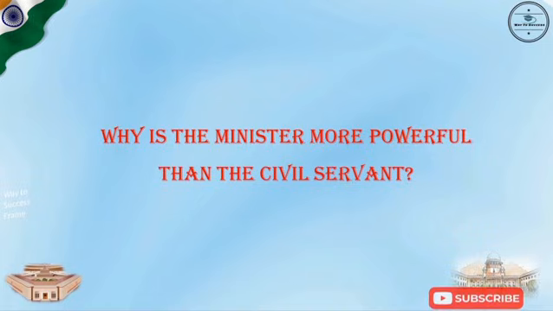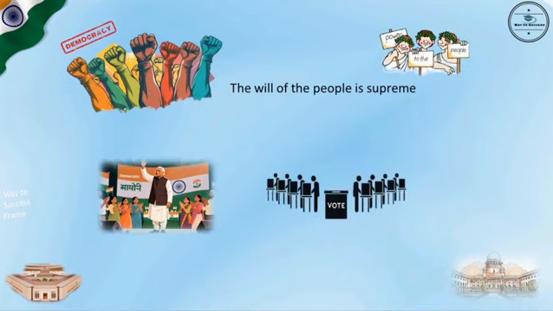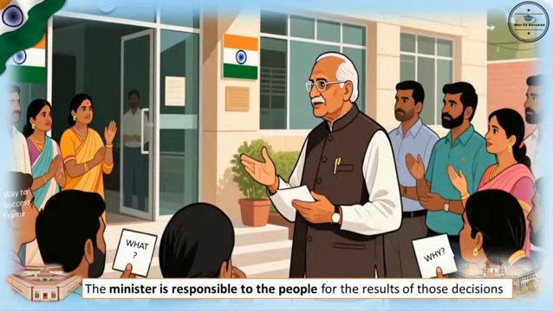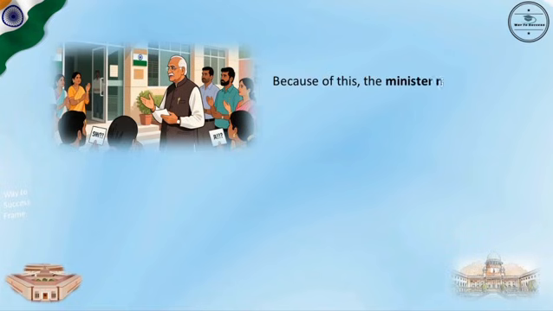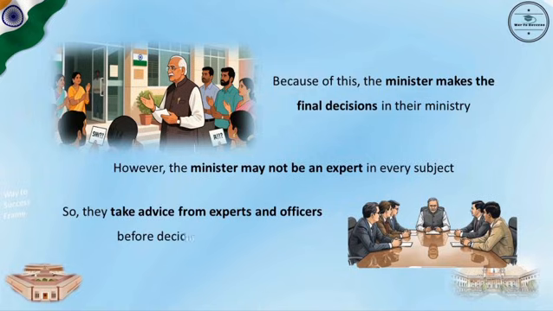Why is the minister more powerful than the civil servant? In a democracy, the will of the people is supreme. A minister is elected by the people, so they have the right to make decisions on behalf of the citizens. The minister is responsible to the people for the results of those decisions. Because of this, the minister makes the final decisions in their ministry. However, the minister may not be an expert in every subject. So, they take advice from experts and officers before deciding what to do.